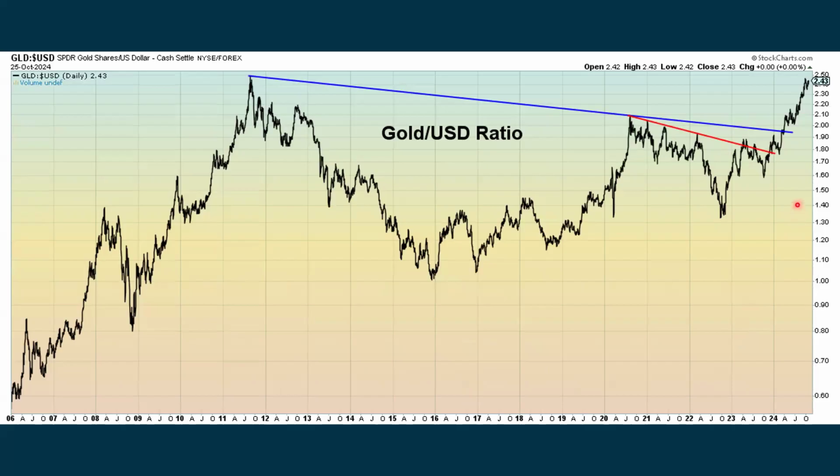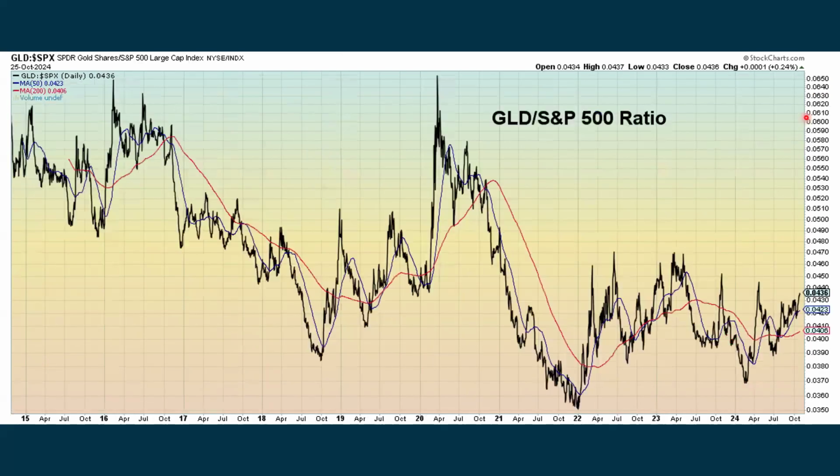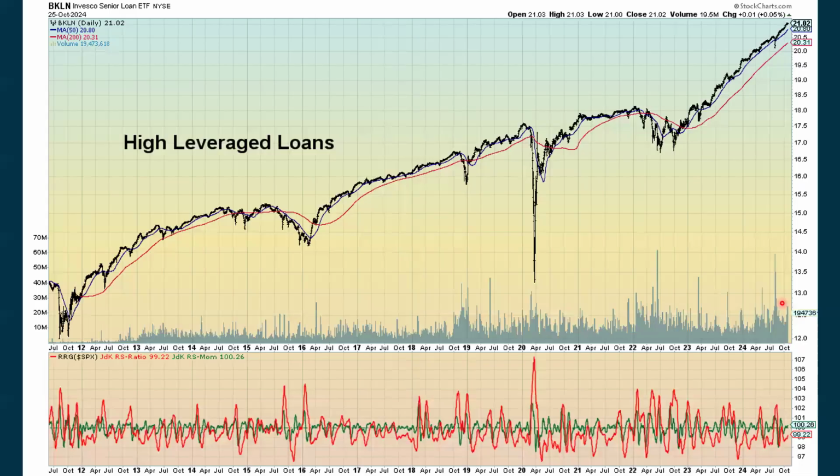We look at gold to the US dollar. Now, gold's been breaking out and setting highs. The dollar's been going back up, but gold's been going up even more, which is why we're seeing this ratio more or less going up. And we compare gold to the S&P 500. Gold recently has been outperforming here, but they pretty much have been going sideways as both gold and the S&P have been setting recent all-time highs.